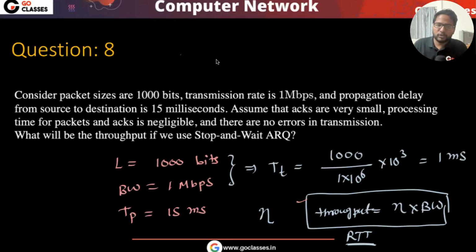So what is the answer you're getting? Let's see. Transmission time is given to you as 1 millisecond, and the propagation time is also given, which is 15 milliseconds. What is the RTT here? It is transmission time plus 2 into 15, right? Which is 31 milliseconds.